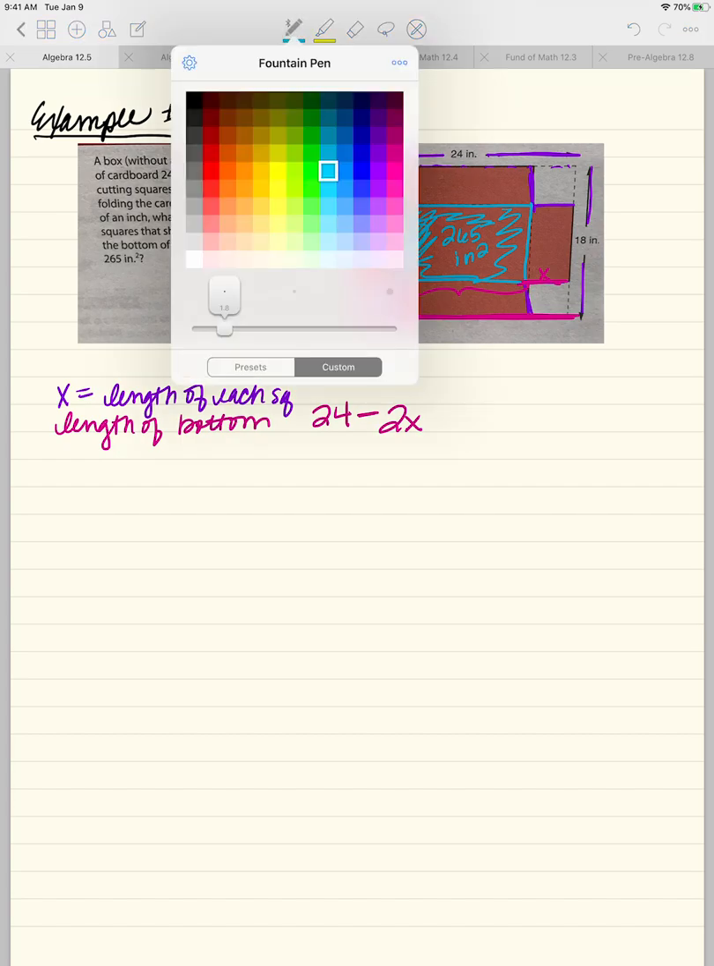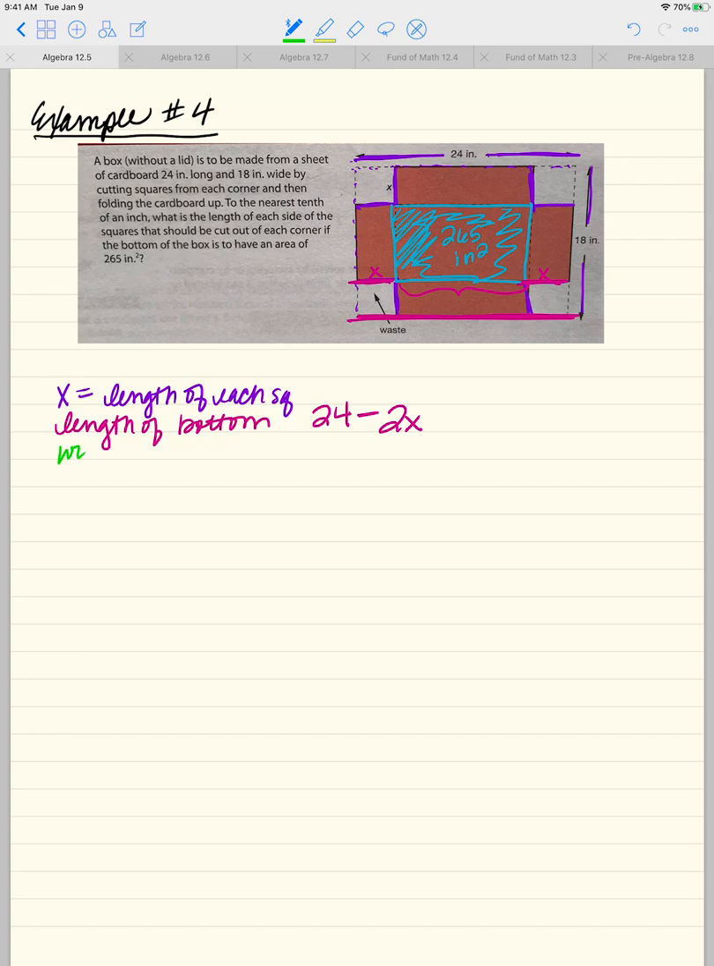And the width of the bottom, here we go. We have 1X here, and we have 1X here, and this whole length of cardboard that we're starting with is 18 inches. So that's 18 minus 2x.